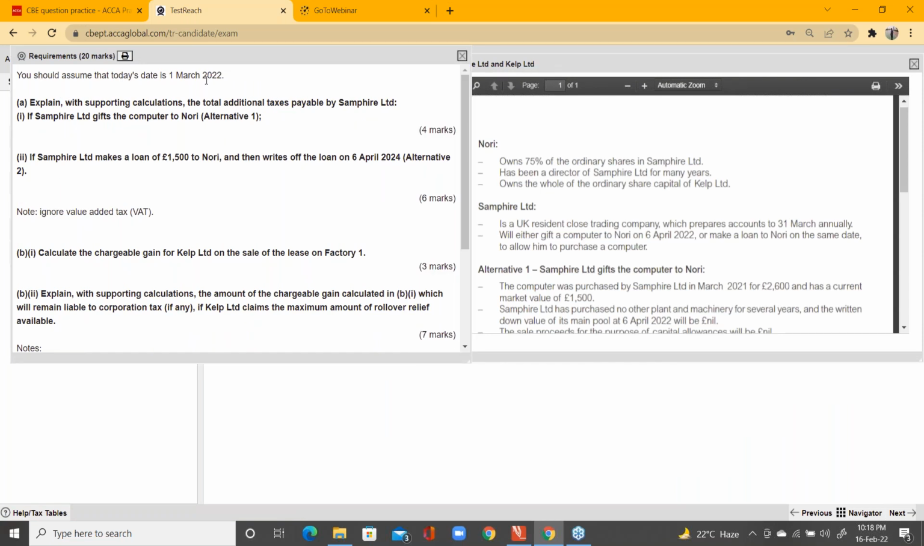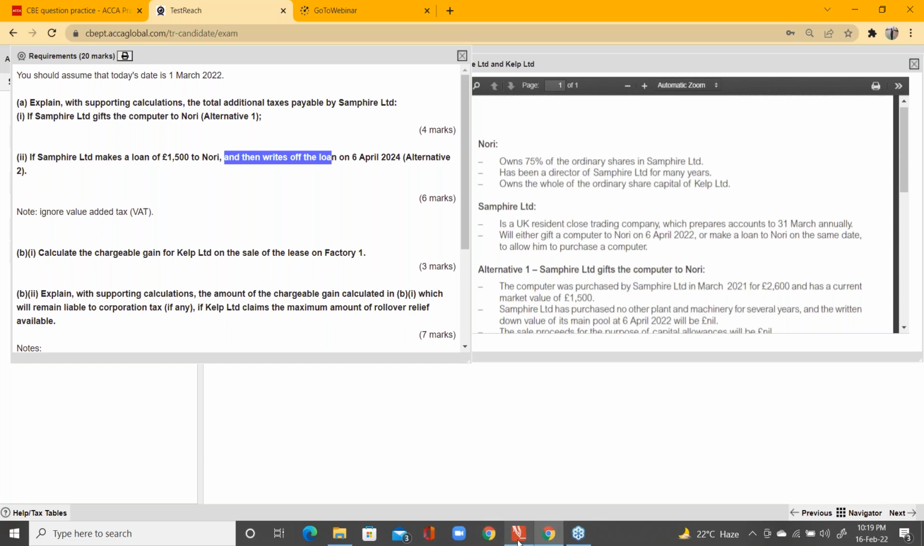You should assume that today's date is 1st March 22. Explain with supporting calculation. Also show the calculation of the total additional tax payable by S Limited if S Limited gives the computer to Nuri, that's the alternative one. And if S Limited makes a loan of 1500 instead of providing this asset, the company is providing a loan to the shareholder, and then writes off the loan.